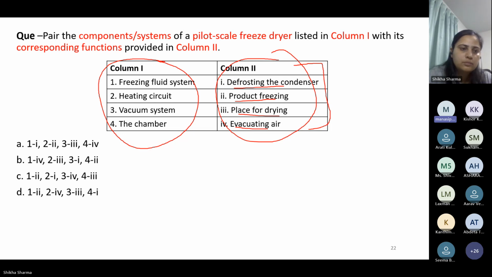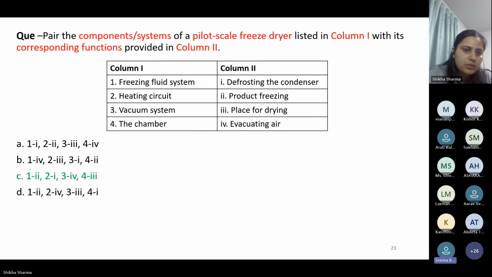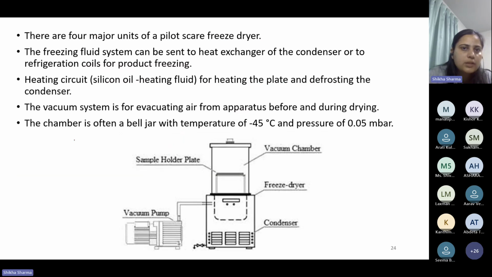Option C, ma'am. Option C. So C, yes, you are correct. Option C is correct. We have 4 major units in a pilot scale freeze dryer.